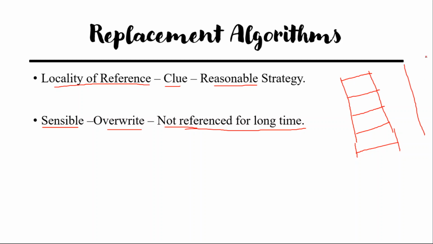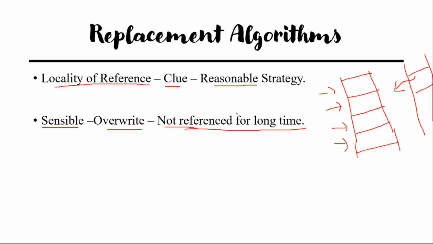From main memory we want to bring one new block to the cache memory. So the question is, which block in the cache memory should be overwritten? We have to identify the block which is not referred for a long period of time. That is the best thing we can do: identify that block and replace or overwrite it.